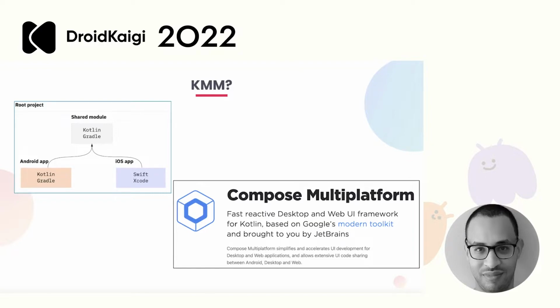So KMM, which is Kotlin Multiplatform Mobile, is an SDK designed to simplify the development of cross-platform mobile applications. It gives the opportunity to have a shared module that contains common code between iOS and Android apps and to write platform-specific code only where it is necessary. For UI, there is Compose Multiplatform that allows extensive UI code sharing between Android, desktop, and web.